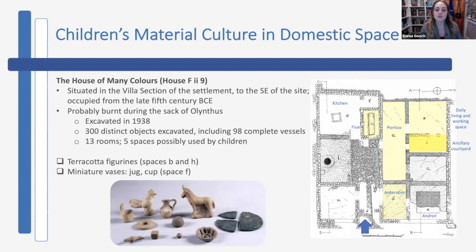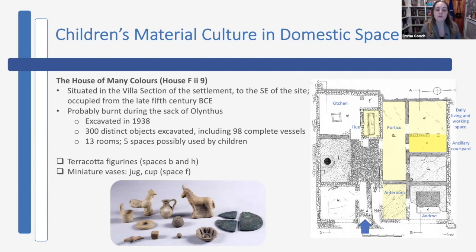All in all, the distribution of artifacts associated with children in the House of Many Colours indicates juveniles accessed all of the yellow spaces, either because examples of their material culture were found within them, or because they were routes of access to other spaces where children were active, like the portico.